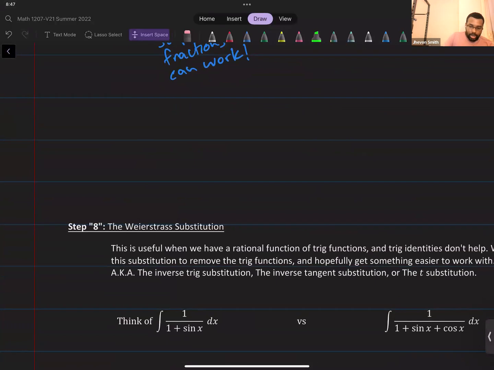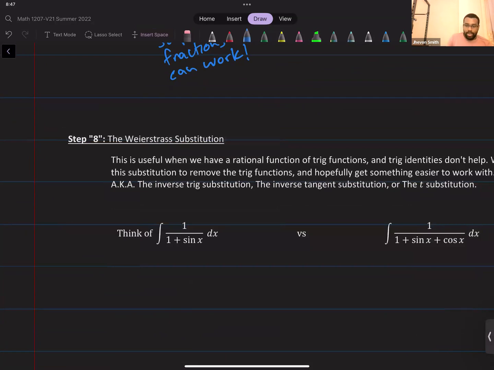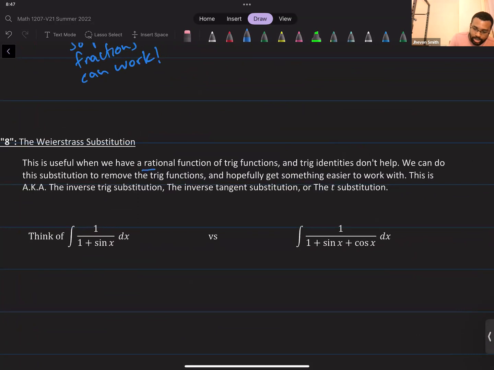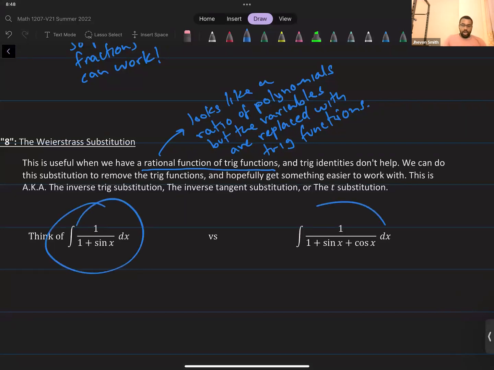Lastly, what we did today, the Weierstrass substitution. Okay, so this is when you have a rational function of trig functions. So that basically means it looks like a ratio of polynomials, but the variables are replaced with trig functions. Okay, so the two examples I have here are such examples.